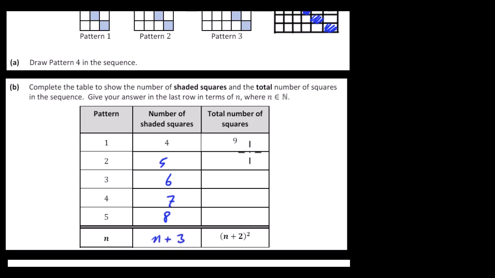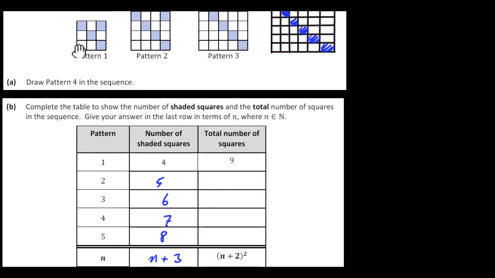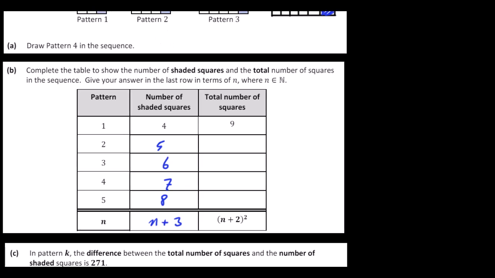The total number of squares, they're just going to be square numbers. So in the first case here we had 3 by 3, 9. Here we got 4 by 4, 16. 5 by 5, 25. We got 6 by 6, 36. So let's just fill those out. So we have 4 by 4, 16. 5 by 5, 25. 6 times 6, 36, 7 sevens, 49.